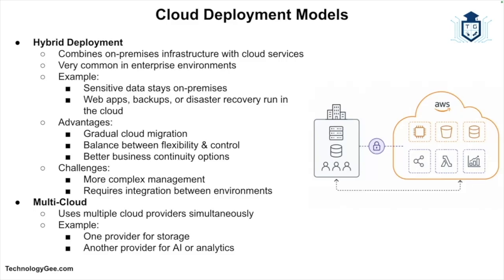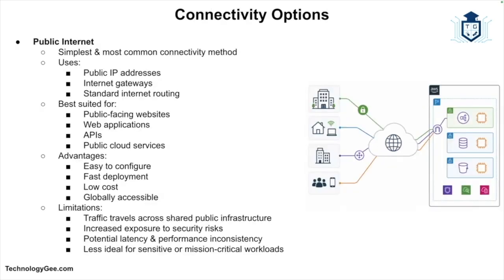systems. And then there's also a variation called multi-cloud, where companies use multiple cloud providers. But for the exam, your focus should mainly be on cloud, hybrid, and on-premises. All right, so let's get into connectivity, because deploying resources is one thing, but connecting them is where the real architecture happens. So in AWS, there are three main ways to connect your environment.